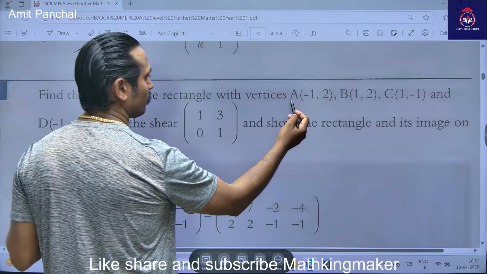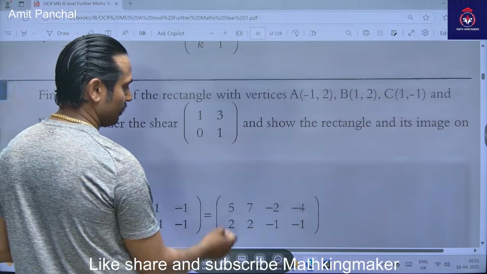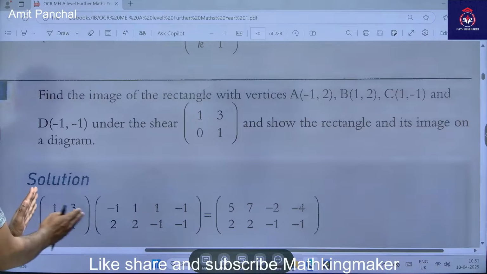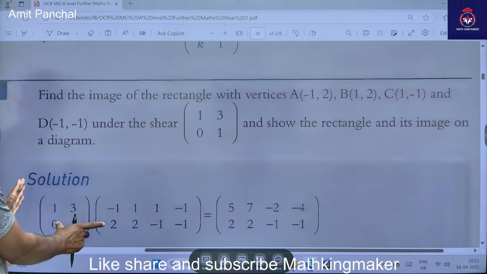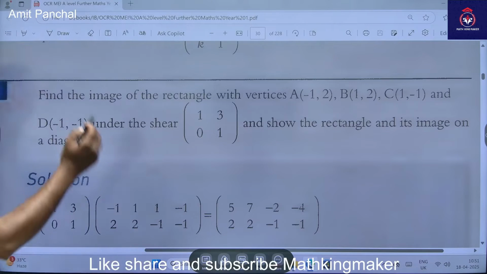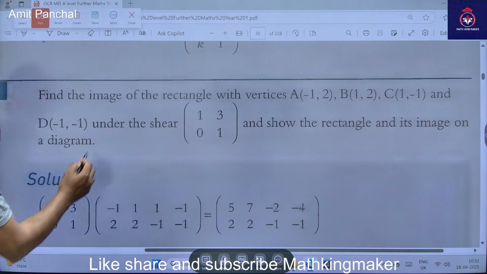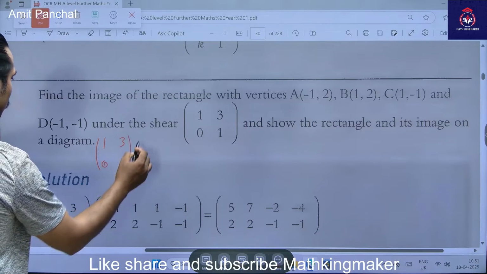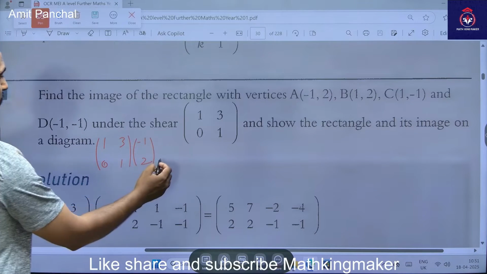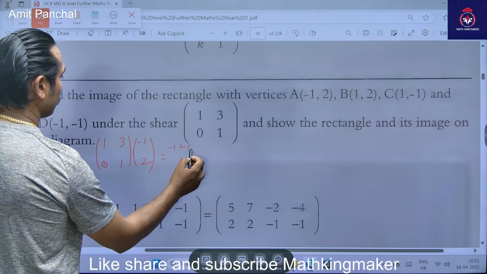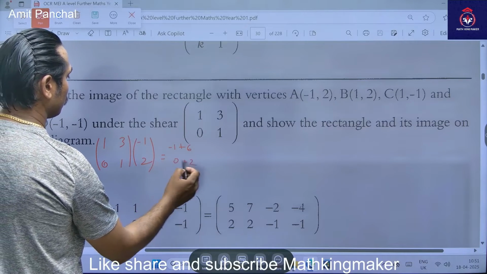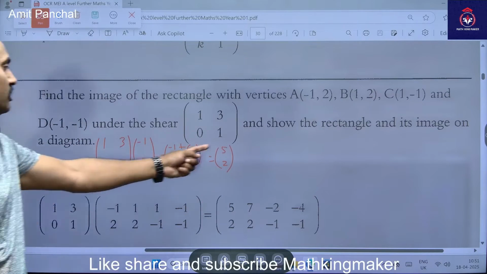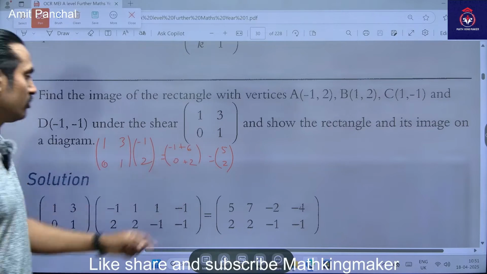If you find its image on -1 2, you will get 5 2. And you can notate it by this. So image of -1 2, if you multiply these two matrices, 1 1 0 3 1 with -1 2, so what you get? -1 plus 6, 0 plus 2. So it will be 5 2. So image of -1 2 is 5 2 with the shear 1 0 3 1. So this is its image.